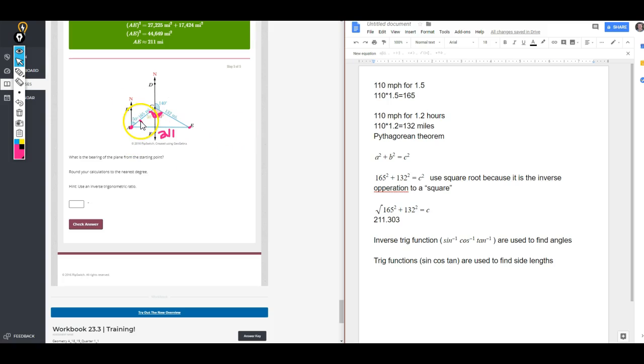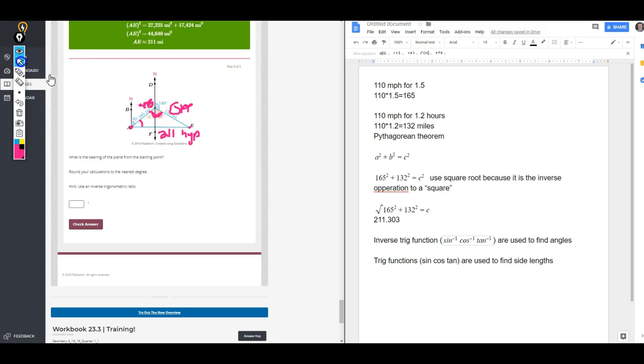So now if we look at this question, we're trying to find this angle and we have all of the side lengths. So we could use any one of these inverse trig functions because we have all of the side lengths. I personally would use the 165 and the 132 miles because those were the two pieces of information given first. So based on this angle, this would be the hypotenuse because it's opposite the 90-degree angle. This angle's our perspective. So this would be our opposite side length, and this would be the adjacent side length.